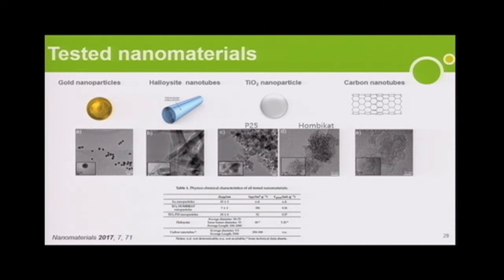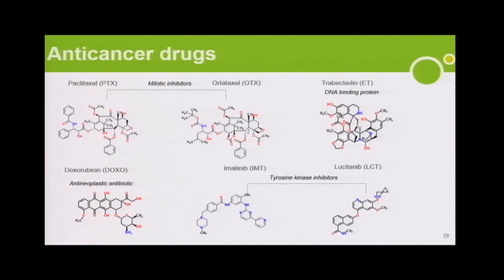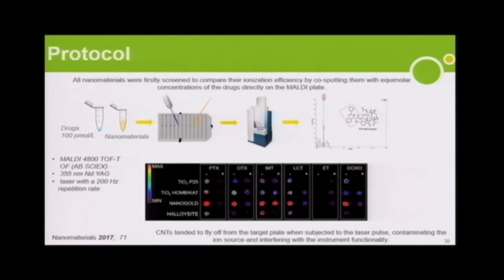Then we said, okay, we have wonderful results, but we also want to test other nanomaterials, not only titanium dioxide. We used some materials that we also use in our labs for drug delivery systems, like gold nanoparticles, halloysite, and carbon nanotubes. And we used not only paclitaxel, but different types of drugs with different mechanisms of action. These drugs are anti-tumoral drugs that are used in the clinic.